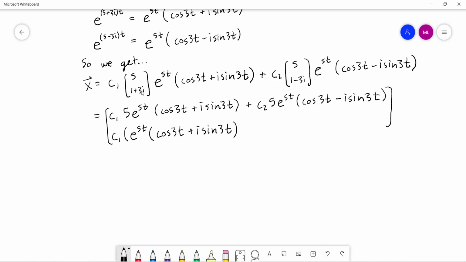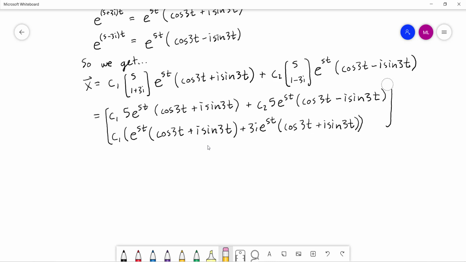Now let's do the 3i part. So c1 times 3i e to the 5t, so the next one is plus 3i e to the 5t (cosine 3t plus i sine of 3t). Close my parentheses. So basically I've split up the 1 times this whole thing and the 3i times this whole thing separately into these two pieces.